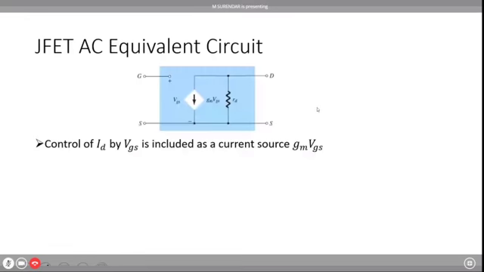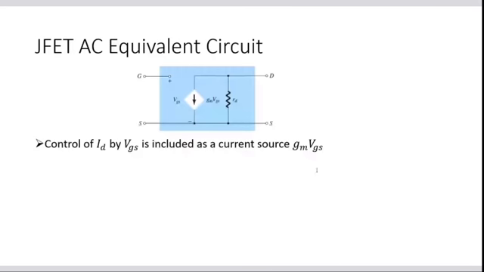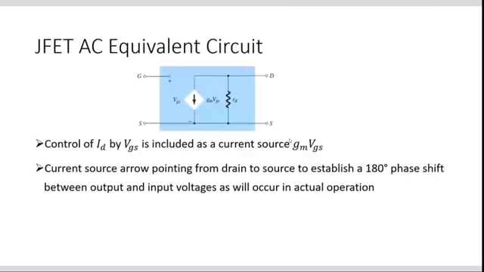The next one is you can see that the arrow is downward here. The current direction arrow is downward to make sure there is a 180-degree phase shift in the output. That is the actual behavior of the FET. So in the equivalent model, we try to replicate whatever is actually happening in the FET through the voltage dependent current source or the current dependent voltage source. So we are making that arrow downward to have a 180-degree phase shift. That means the output is being inverted.